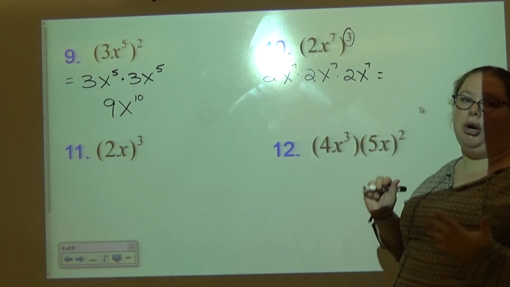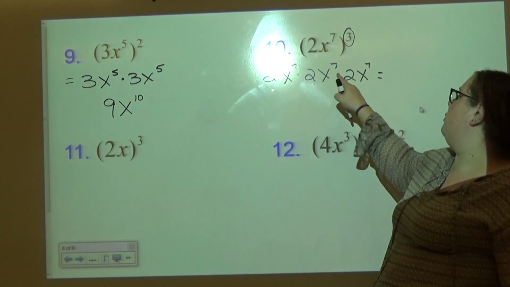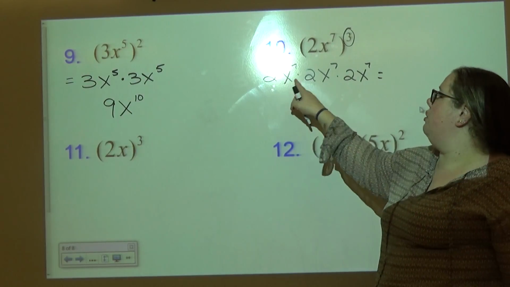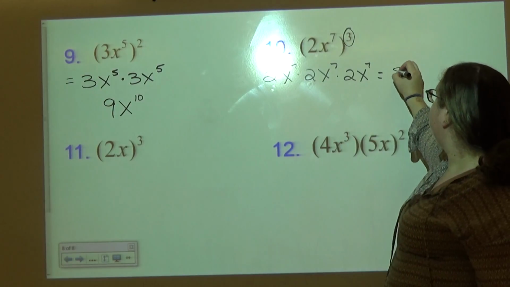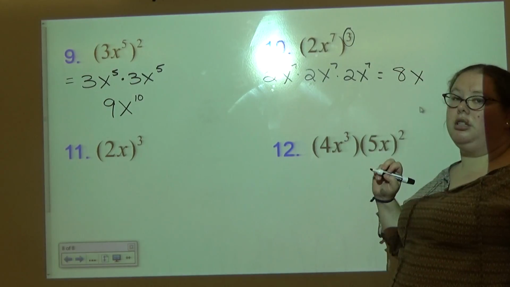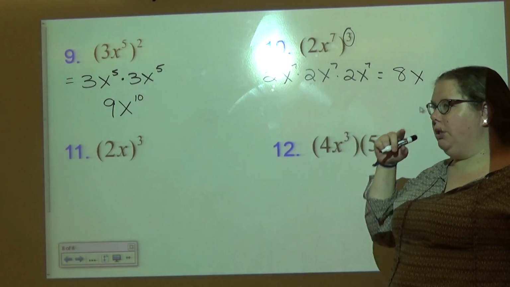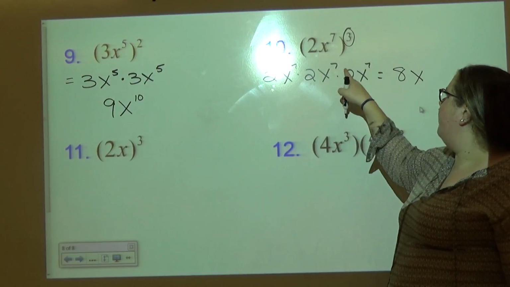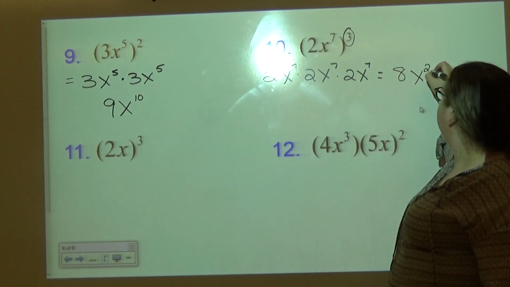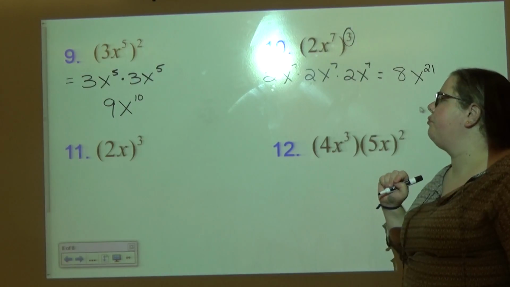So again, start with it's multiplication. We are multiplying 2 times 2 times 2. 2 times 2 is 4. 2 one more time is 8. And then we have our 7. Remember, repeated multiplication, we add our exponents. 7 plus 7 plus 7 is 21. And again, 7 times 3 is 21.